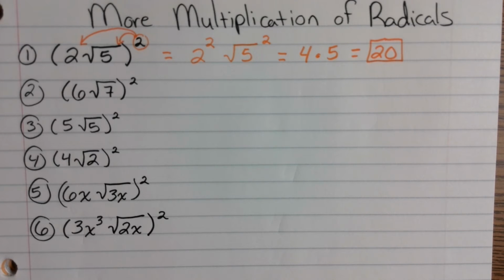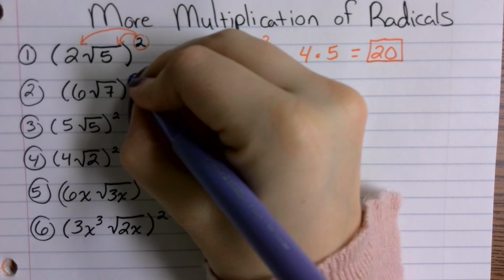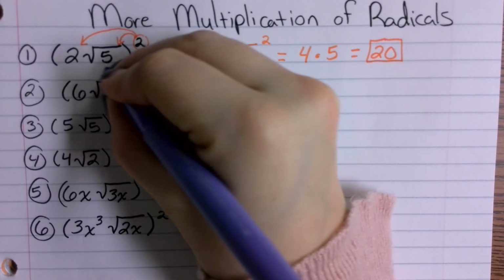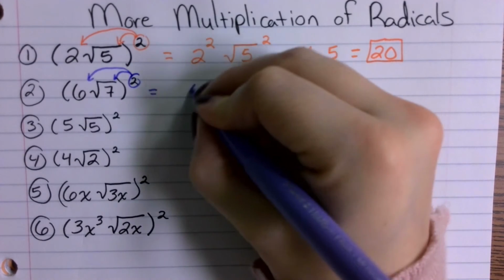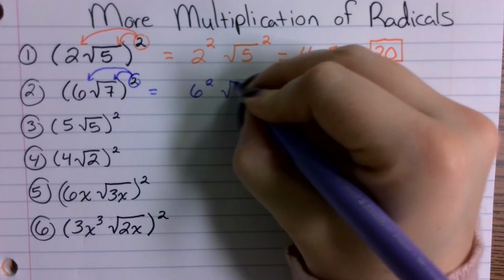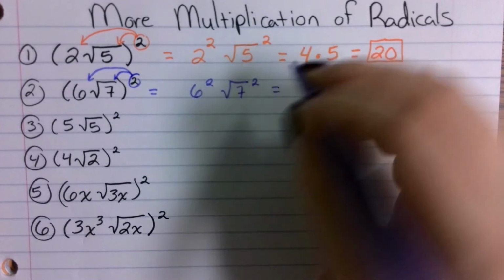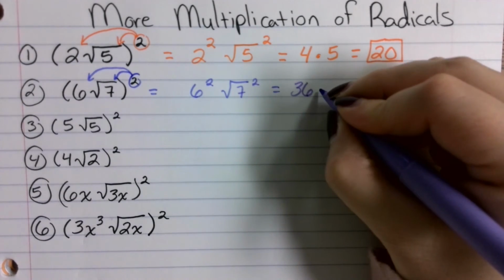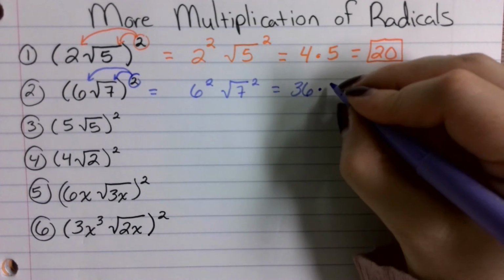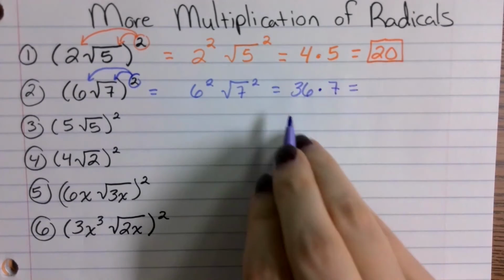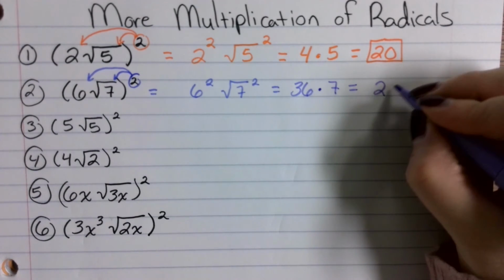Alright, who wants to tell me what they got for problem number 2? 6 square root of 7 to the second power. Antonio? 252, very good. If you distribute that 2, so you're distributing it to the square root of 7, you're distributing it to the 6. So that becomes 6 to the second power, square root of 7 to the second power. 6 to the second power is 36. Square root of 7 to the second power is just 7. And then 36 times 7 is going to give you 252.